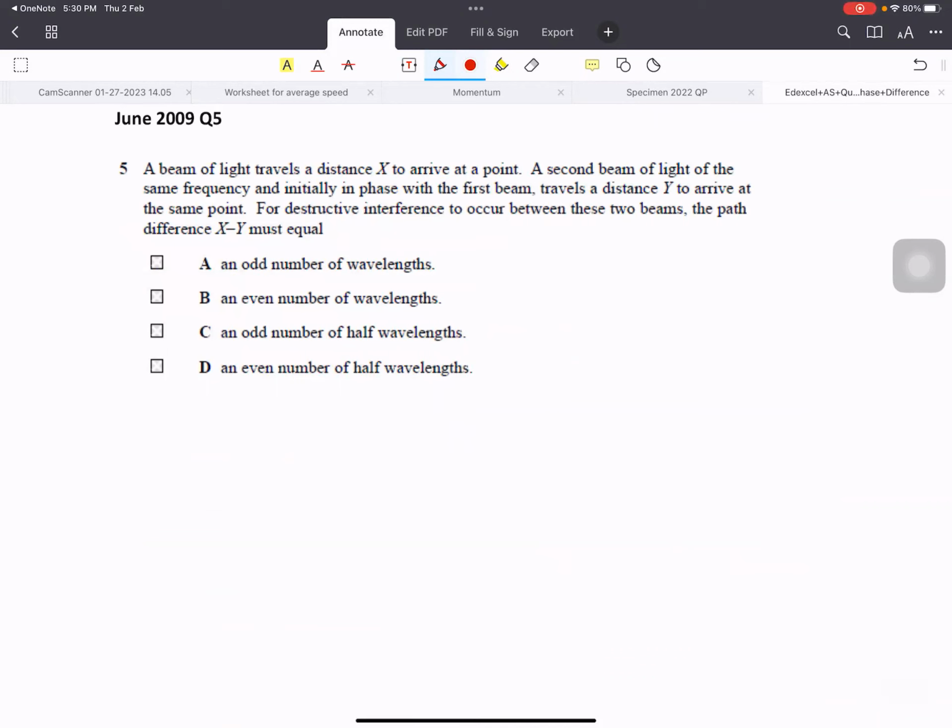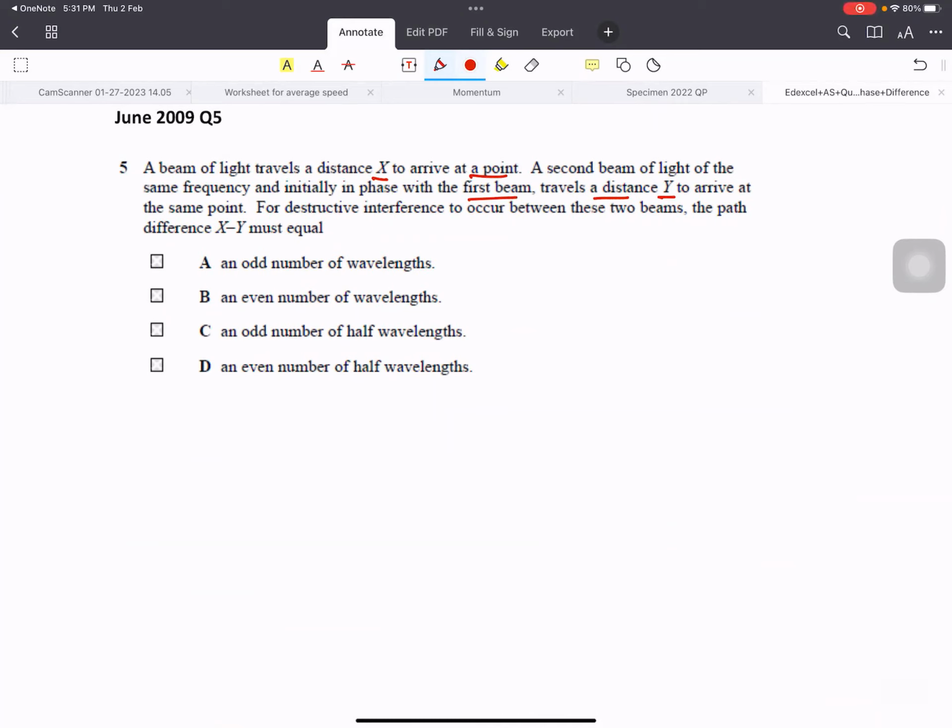Okay, for this one, it says a beam of light travels a distance x to arrive at a point. The second beam of light of the same frequency, initially in phase with the first beam, travels a distance y to arrive at the same point. For destructive interference to occur between these two beams, the path difference x minus y must be equal to, what do you say?